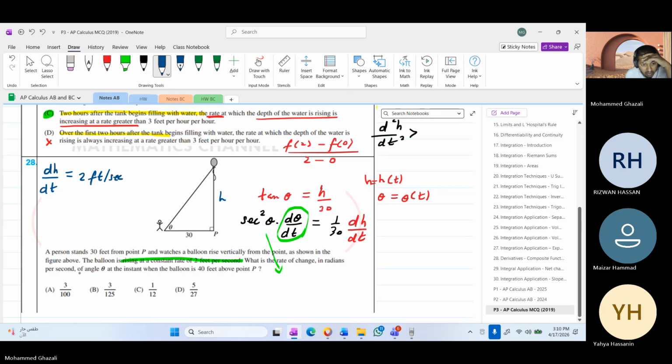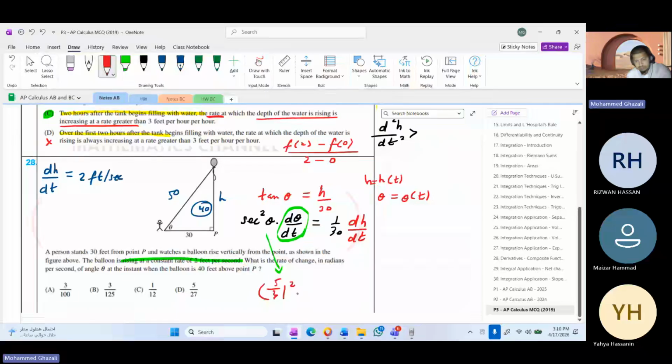Now, at the instant when the balloon is 40 feet from the point, the height is 40. So you've got a 30, 40, 50 triangle. What is sec? Hypotenuse over adjacent, the reciprocal of cos. Hypotenuse over adjacent is 5 over 3. So you're going to say 5 over 3 squared. d theta/dt is equal to 1 over 30 times, what's dh/dt?